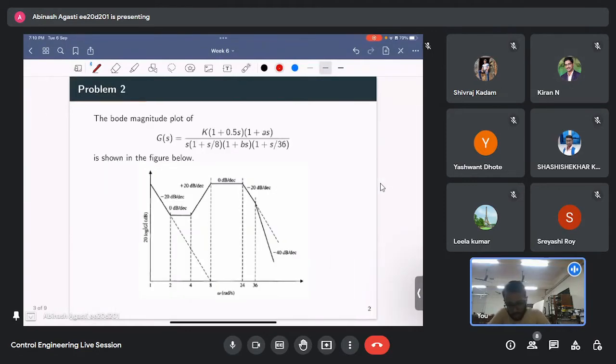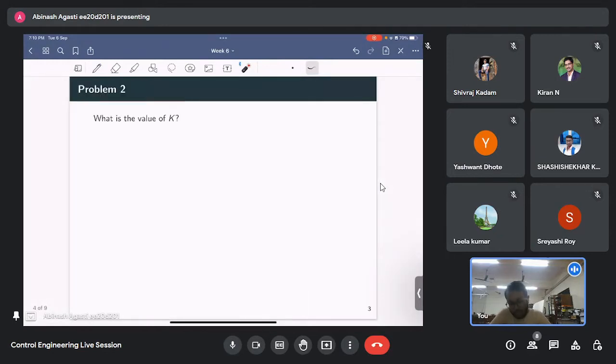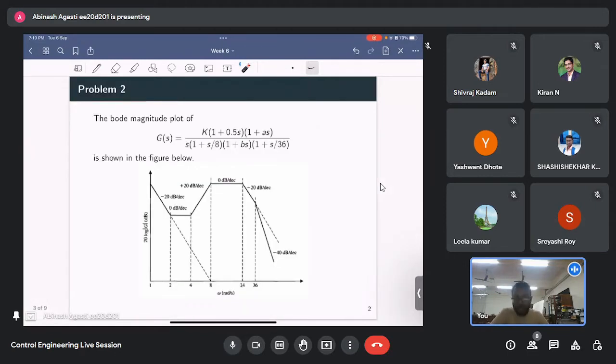Okay, so we move on to the next question. Now we are given a transfer function G of s, which is of this form. Two zeros are there, there are 4 poles, and we are told that the Bode plot of the system is also given, right? So what do we want to find out? We want to find out the value of K. So tell me now, how can we find it?